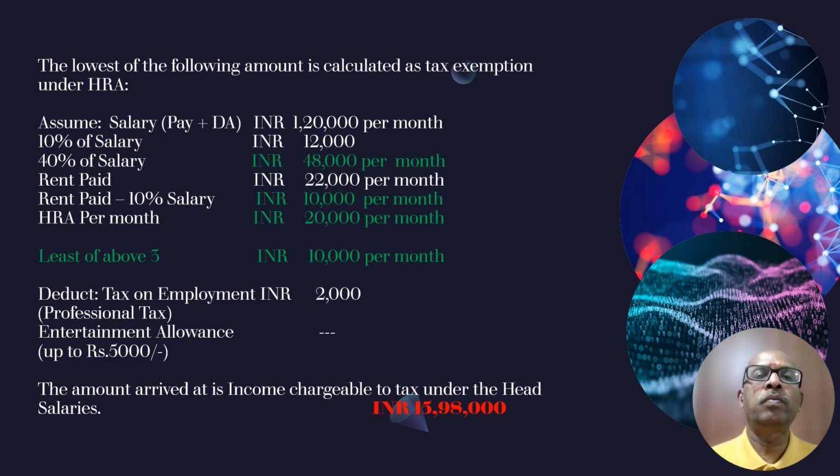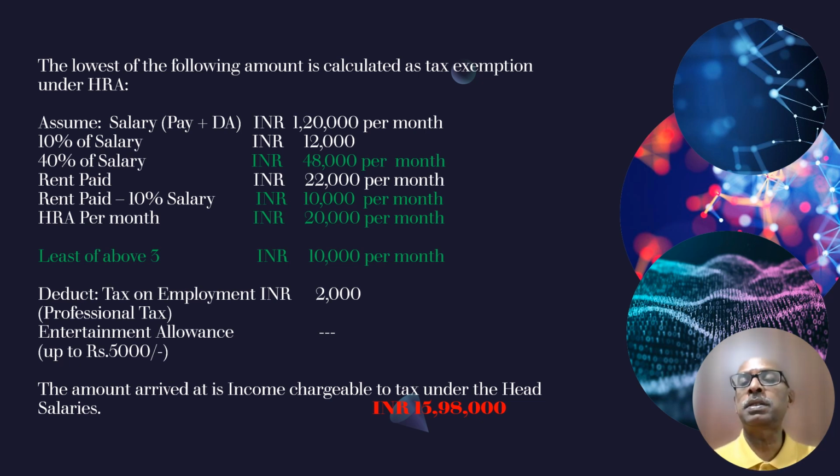16 lakhs has come. In that, now HRA rebate I am giving, we already gave 1.2 lakhs. How did it come? Assume now salary, pay plus DA. There are three components we have to see: 10% of salary value, 40% of salary, and then actual HRA received.